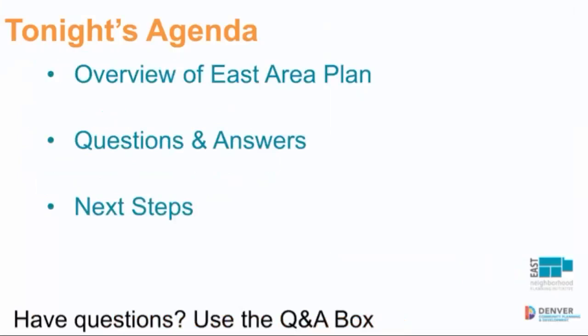Just a quick overview of tonight's agenda. We will give you an overview of the East Area Plan and the updates that we've made since October, when we last put out draft recommendations. And then we will go into questions and answers. We received about 50 questions ahead of time. Thank you to people who sent those in ahead of time. So first we'll go through some of those, and then we'll open it up to the live questions. And then we'll end with next steps.